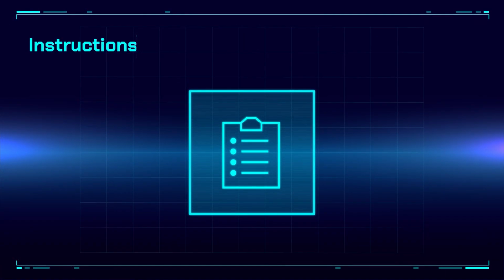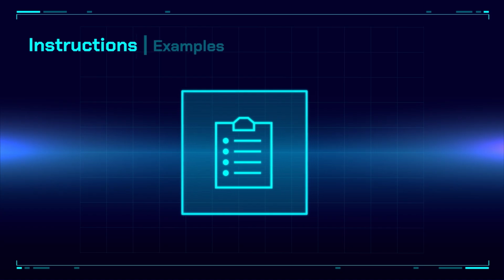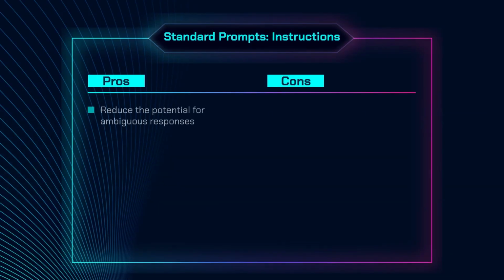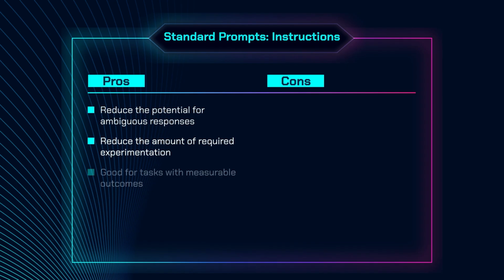Instructional prompts are directives that tell the model to perform a task. For example, translate this text into French, summarize this document, or describe photosynthesis. They explicitly instruct the model to perform a task. Instructions reduce the potential for ambiguous responses. They can also reduce the amount of experimentation required to find the right prompt. These work well for tasks that have a measurable outcome, such as translation, summarization, classification, and response formatting.